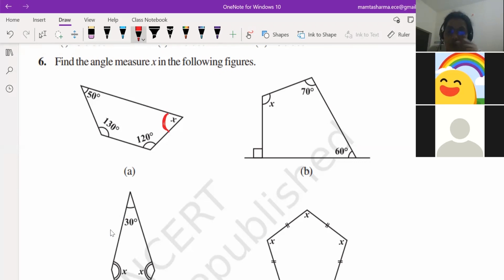Okay, all of you do it and type your answer in the chat box. Since this is a revision, you have to solve it. If you find any difficulty, then I will tell you how to do it. Otherwise, you solve it and we will move forward.